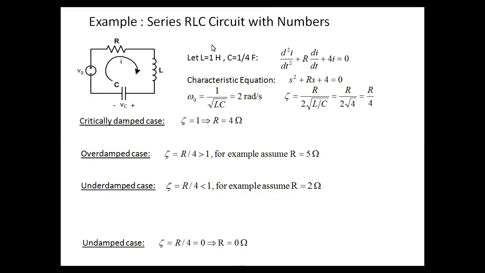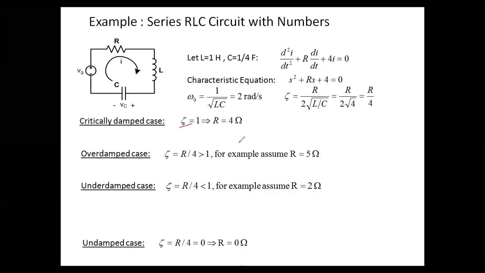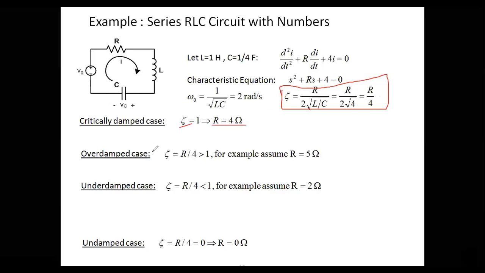For the critically damped case, we said that zeta, which is this symbol we have here, has to be equal to 1. Don't forget that we obtained zeta equal to R over 4 from our expression here. So if zeta is equal to 1 for the critically damped case, that means R over 4 will be equal to 1, so R will be equal to 4 in that particular case. That's how we got R equal to 4. Also, for the overdamped case, we have already said that zeta has to be greater than 1 for the overdamped situation.